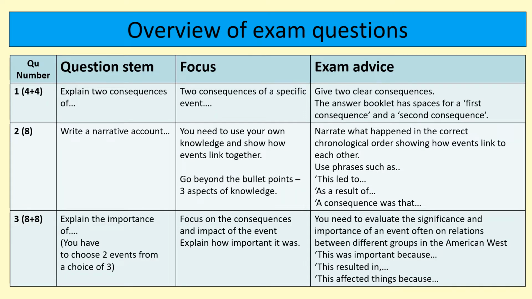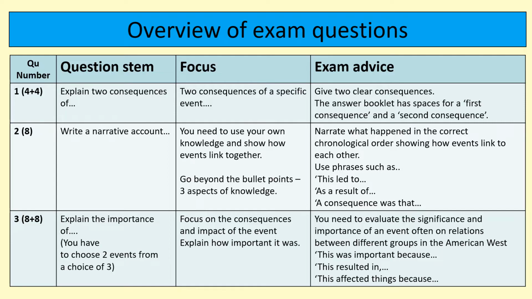Okay, so you have got three different questions to answer for the American West paper. The first question is question 1. It's a 4+4 question. It's explaining two consequences, so you need to focus on two consequences of a specific event. So exam advice, you need to give two clear consequences, and the exam booklet has spaces for a first consequence and a second consequence.